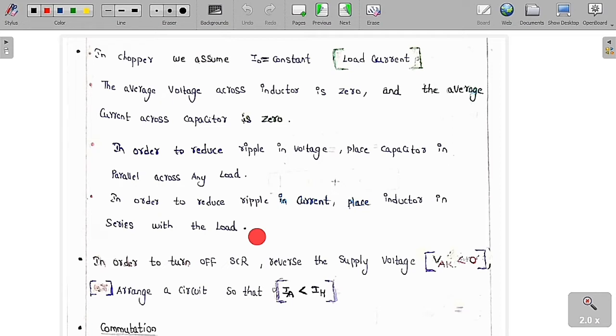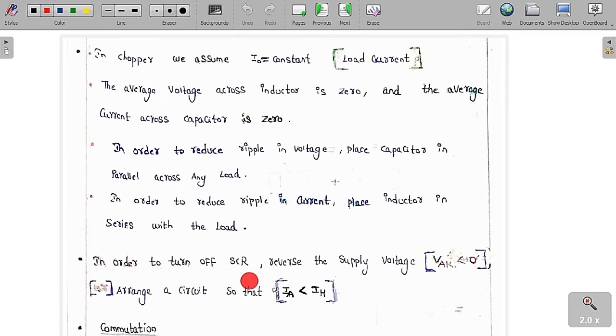If you want to decrease the amount of ripple in the current in the load, then you have to keep the inductor in series with the load, because the current in the inductor cannot change instantaneously. So it changes very slowly, and because of that, the ripple is very much lower.